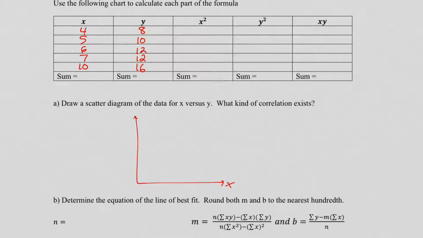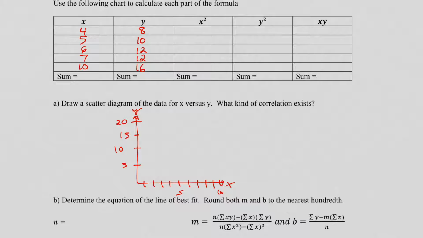So here's your x. Here's your y, and the x's go to about 10, so we can do 5, 10, so 1, 2, 3, 4, 5, 6, 7, 8, 9, 10. Then the y values go up to 16, so we can go to 20. So that means half is 10. Half is 5, this is 15. Okay, so we're just estimating here. It doesn't have to be perfect.